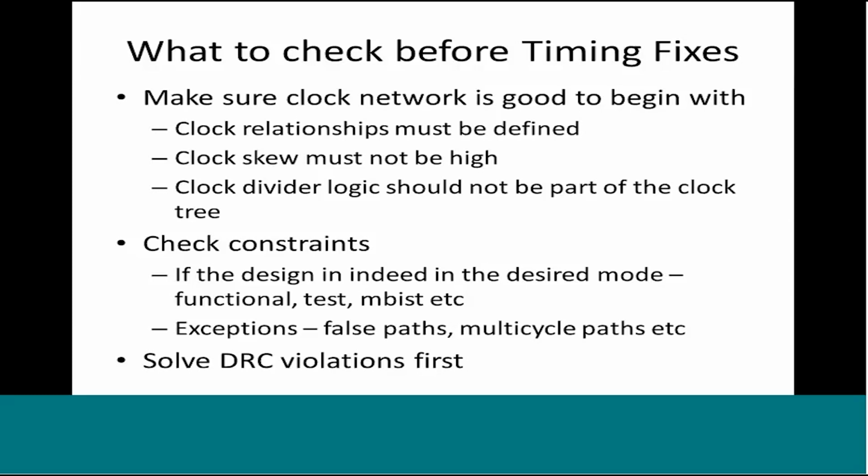So before even going to the timing ECO fixes, whether a few thousand paths are left or a few hundred paths are left, you have to make sure that the clock network is good to begin with. If the clock network is not good, your timing does not make sense. Why? Because if you have clock skew issues, if you have clock latency issues, then the violations that you are seeing will not be real. First, the clock network has to be fixed.